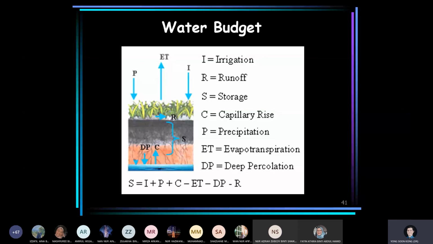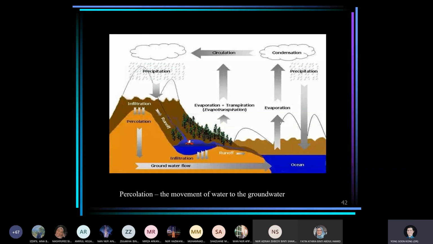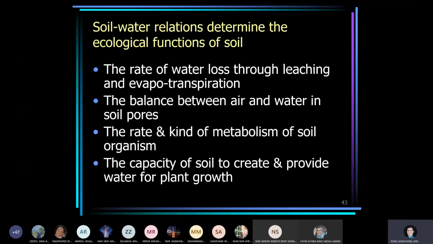Okay, I think this one is the last slide. I won't explain this one because this is the formula used to calculate water budget, and this is particularly important, especially nowadays. Wait a minute, is this the last slide? No, last two. Yeah, last 3 slides.